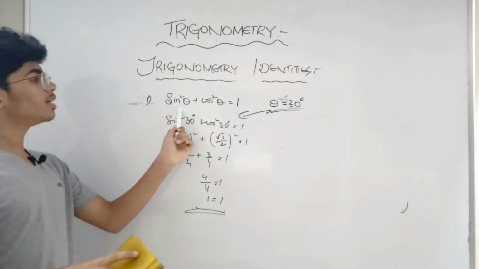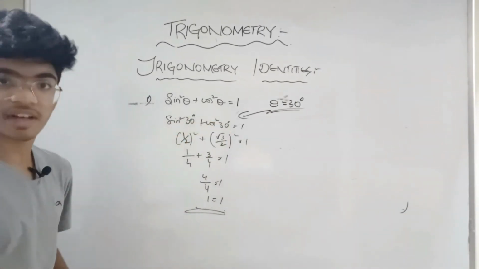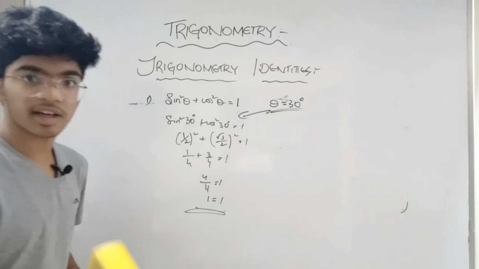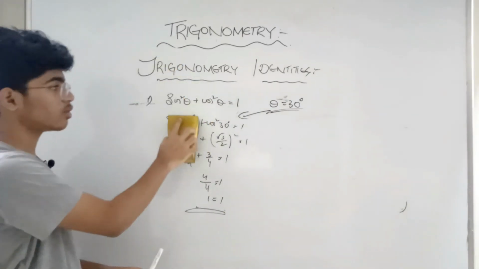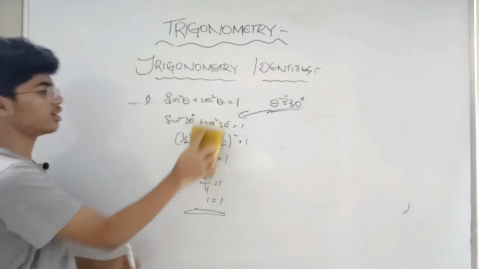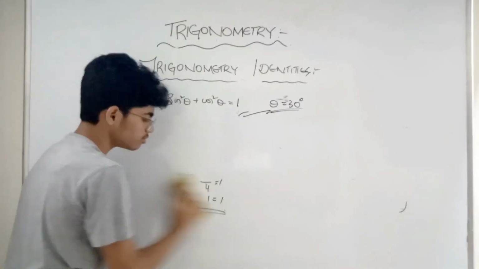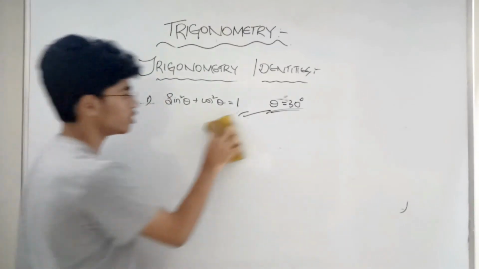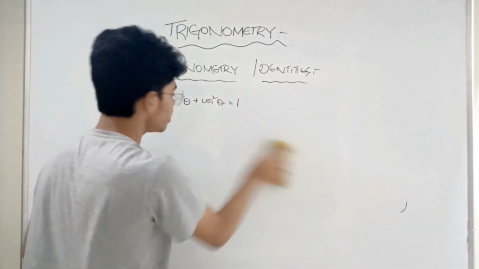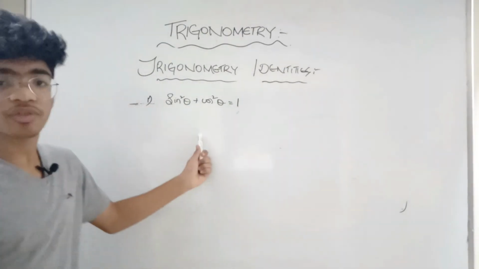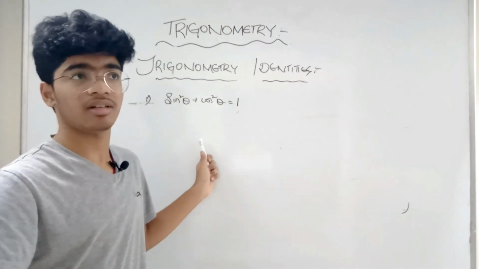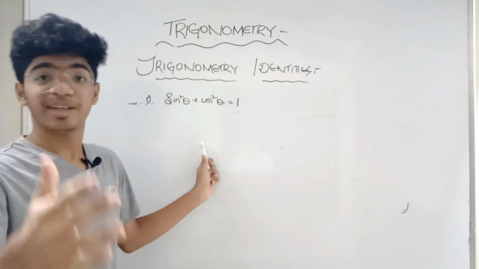How does this sine square theta plus cos square theta equal to 1 come? You want the derivation? You just try it. Tomorrow I'll explain the derivation. If you can try, that's great. I'll give you a small hint: this comes from the Pythagoras theorem.